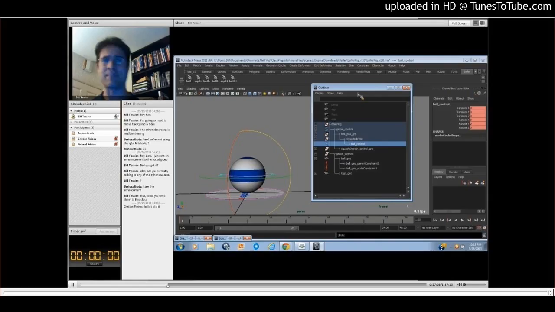Okay, so where is it? It's not there? Where is it? Local? Oh, these are move settings. Hold on. Where's my rotation settings? There we go. Gimbal. Okay.